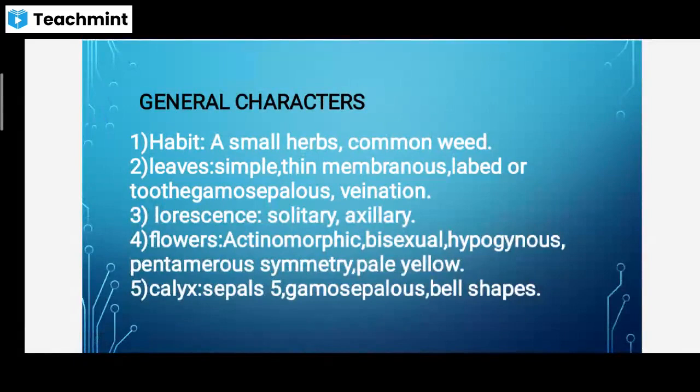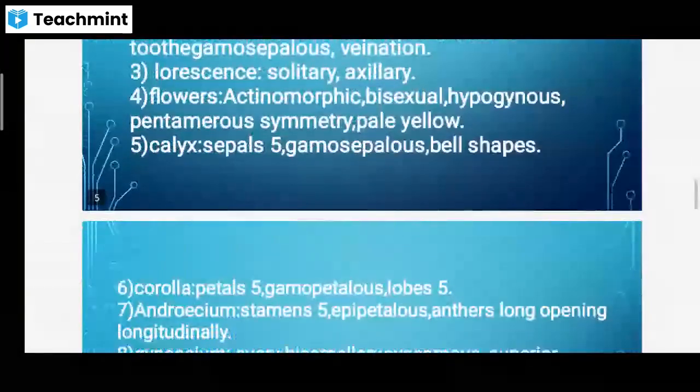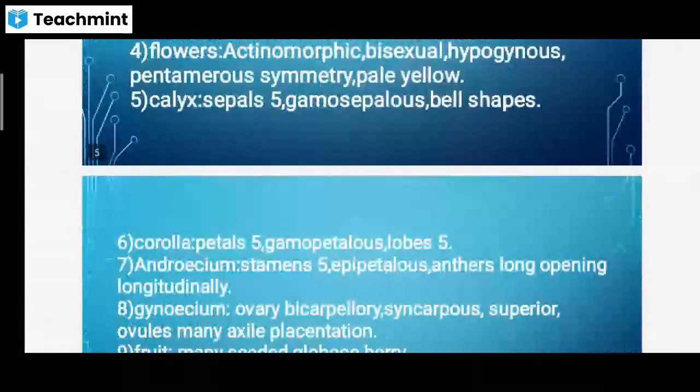Okay. General characters are habitat, that is small herbs and common weed. Leaves are simple, thin, membranous, lobed, with reticulate venation. Inflorescence is solitary and axillary. Flowers are actinomorphic, bisexual, hypogynous, pentamerous symmetry, and pale yellow. Calyx is sepals 5, gamosepalous, and it is bell shaped. Corolla are petals 5, gamopetalous, and lobes 5.